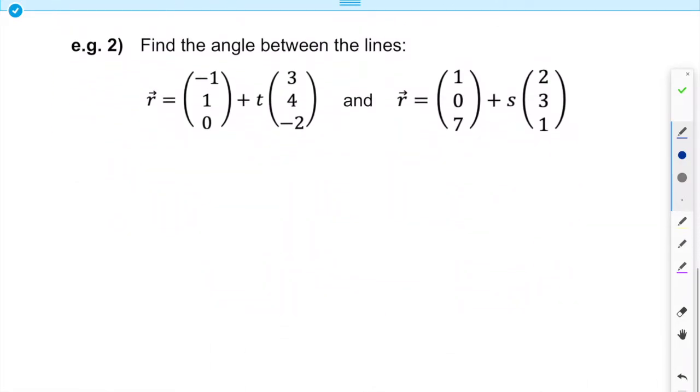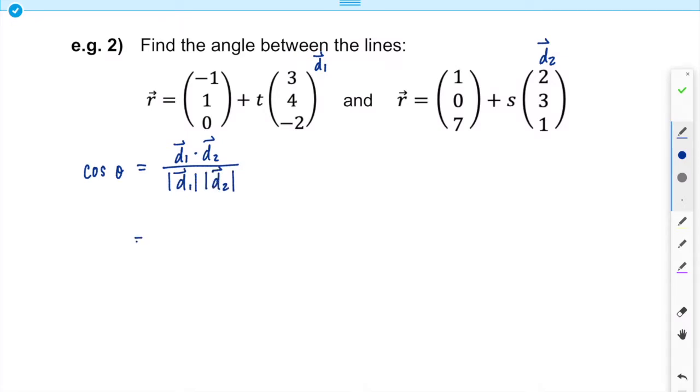Example 2. Find the angle between the two lines here. So when we are dealing with angles between the lines, we're referring to the direction vectors. So I have direction vector d1, (3, 4, negative 2), direction vector d2, (2, 3, 1). And then to find the angle between the two direction vectors, recall from the scalar product lesson, cosine theta is equal to the dot product d1 dot d2 of the two direction vectors over the product of their magnitudes.